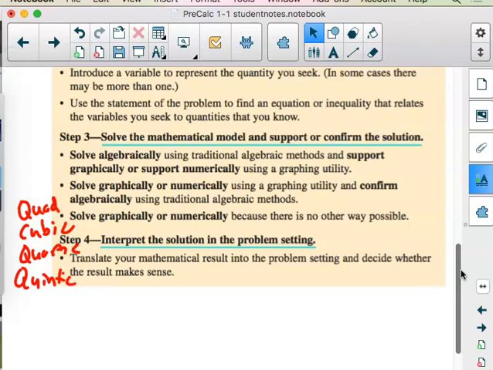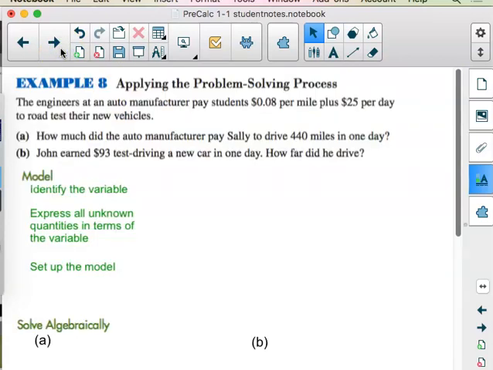Then, interpret the solution in a problem setting. Translate your mathematical result into the problem setting and decide whether the result makes sense. That's a step that usually gets skipped, and it shouldn't be. What you found, does it make sense in the given situation, is important, and it's really valuable. It's a valuable skill. So applying the problem-solving process.